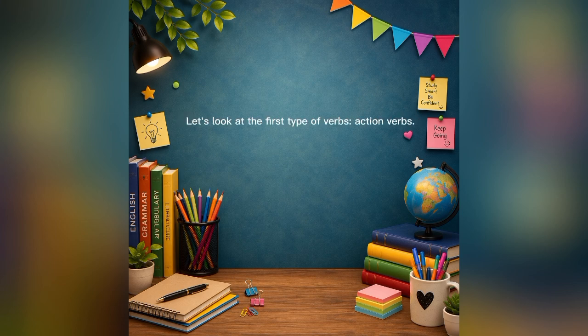Let's look at the first type of verbs, action verbs. Action verbs show actions. Sometimes the action is physical. For example, run, jump, dance, swim, walk, write. Listen to these sentences. The children run to school. Sarah dances beautifully. The boys swim in the river. Can you identify the verbs? That's right. Run, dances, and swim.